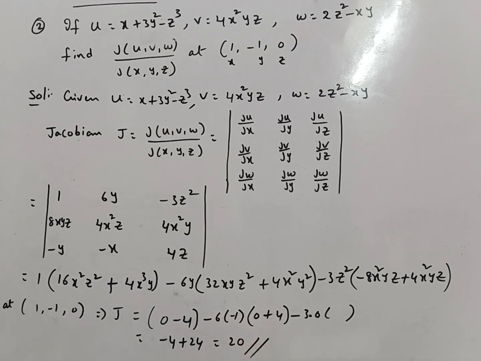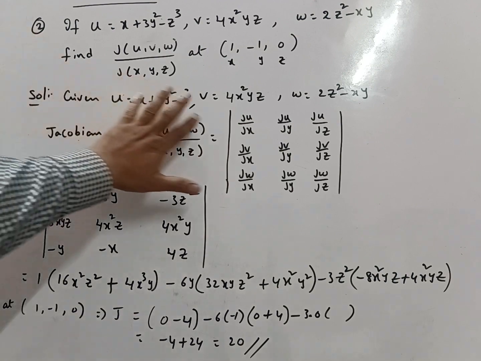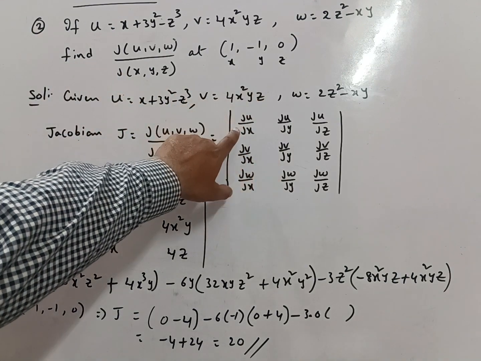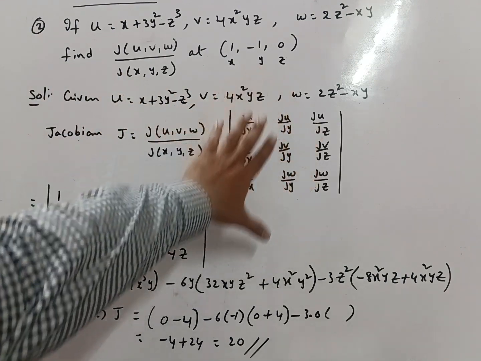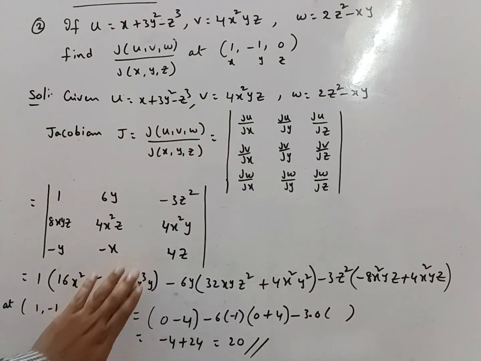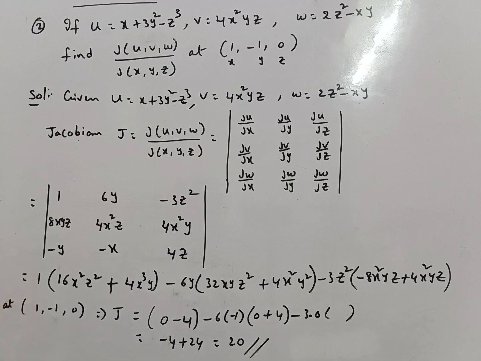So like this, you have to differentiate u, v, w with respect to x, y, z, and you have to substitute here. You have to find the determinant. You will get the answer. Very simple topic it is. Jacobian is a very simple problem. Okay. See the next problem.